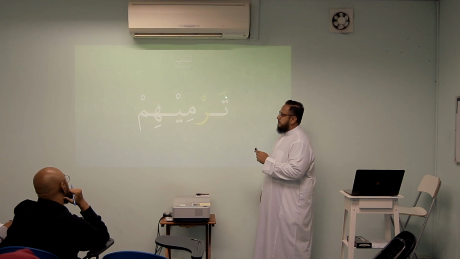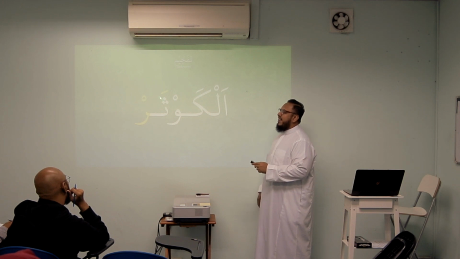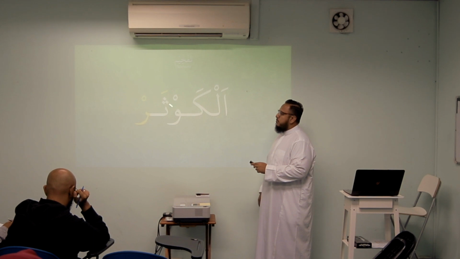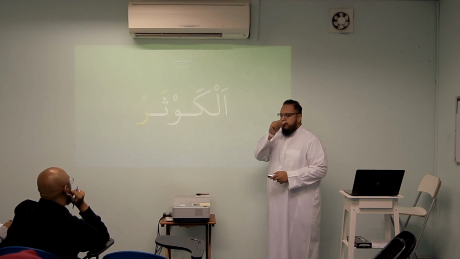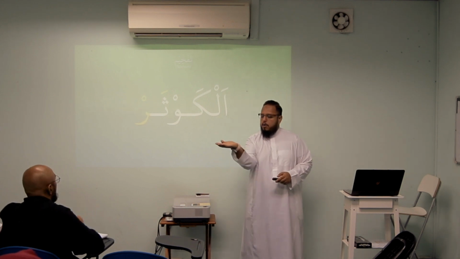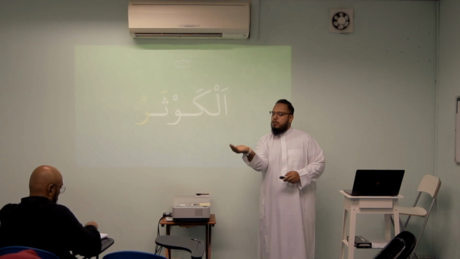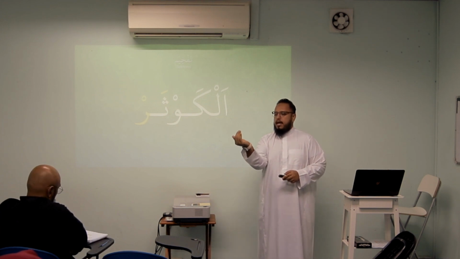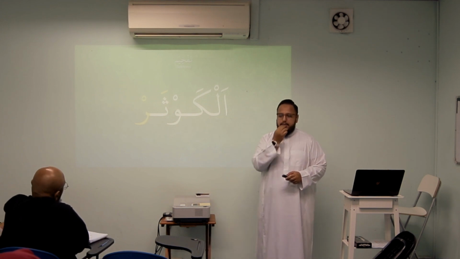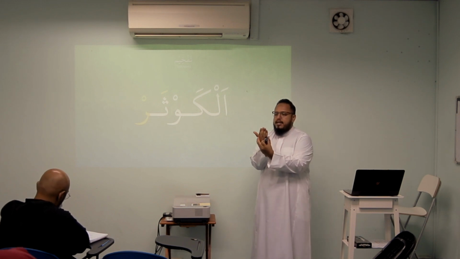Tarmihim. Together. Tarmihim. Al-Kawthar. Try. Al-Kawthar. So how to produce this heavy sound of huruf ra? One of the gestures is to flip a bit of your tongue. And then the next one is to produce a thicker tongue, to produce that r sound.